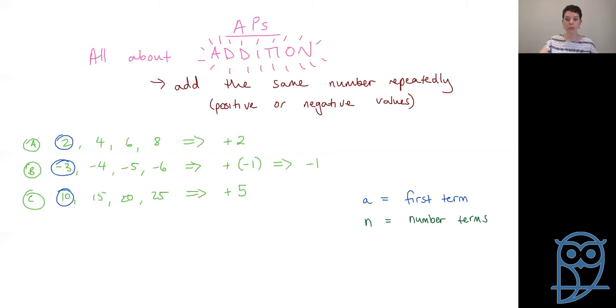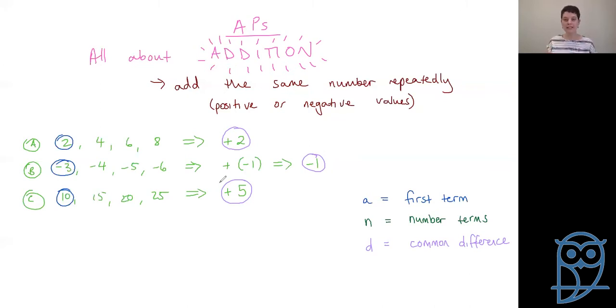And then our special one is our common difference, which we call D. So D is what we call the common difference. And that is the number that we're going to add every single time. So our +2, our -1, our +5. Those are the common differences for our sequences A, B, and C.